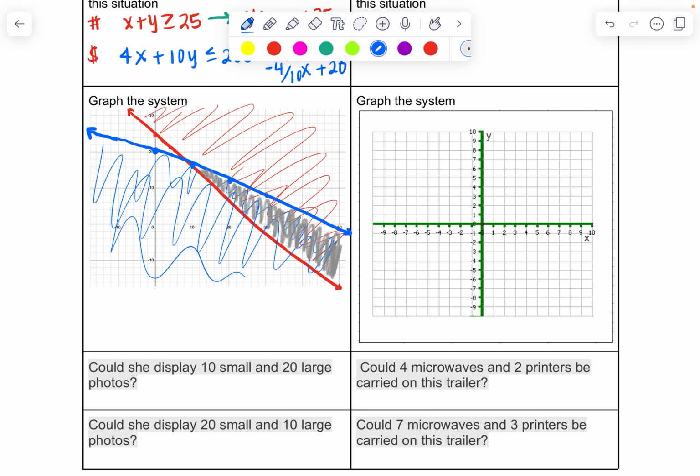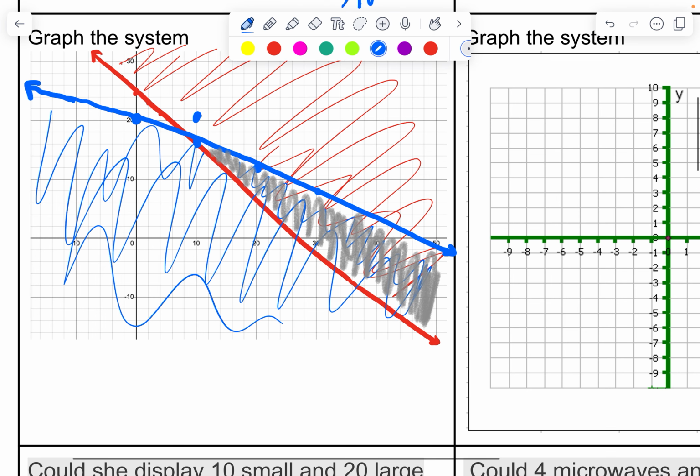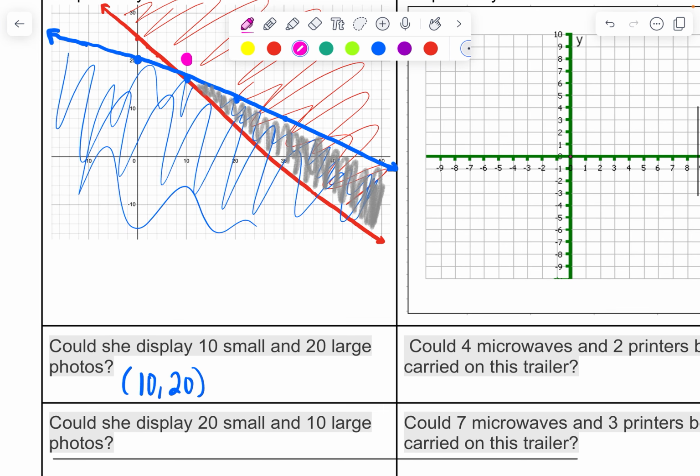So let's look here. Could she display 10 small and 20 large? So that's the point 10, 20. Really, we're looking if 10, 20 is in our shaded area. And if I look here, 10, 20 is right here. That pink dot is not in the shaded area. So no, she could not display 10 small and 20 large.